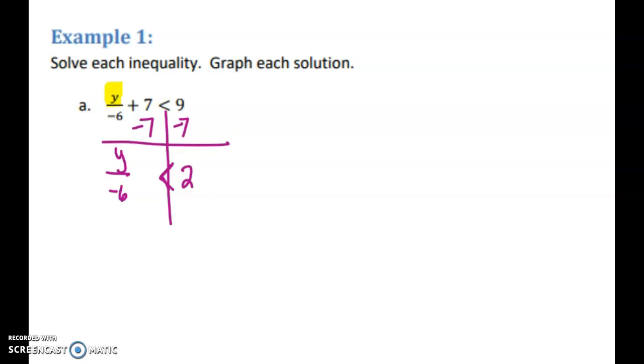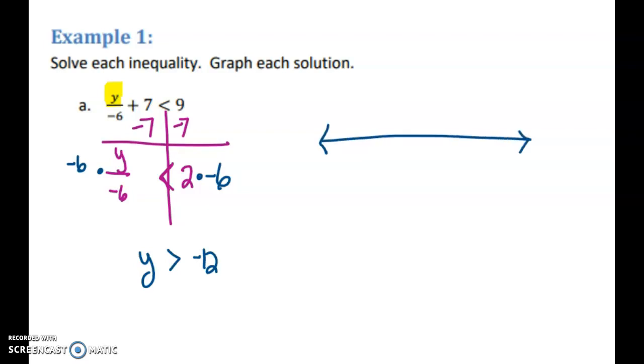So now I need to move the -6. I'm going to go ahead and switch color here. It's dividing by -6, so the inverse is multiplying by -6. But remember, when you multiply or divide an inequality by a negative number, like -6, you have to flip the sign. So the sign must flip the other way, and we get y is greater than -12.